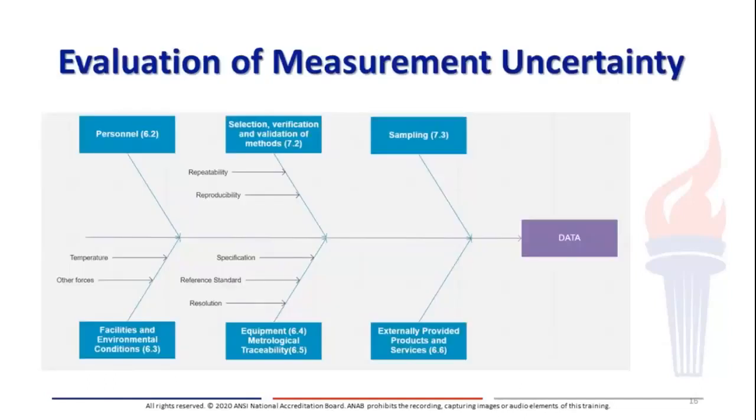Here's a little fishbone diagram of uncertainty, and how it's associated with the requirements of the standard. In all actuality, if we look at it from the standpoint of significant contributors, we can see what the standard is telling us: through personnel, the method that we use, if sampling is part of our process, environmental conditions, how traceability impacts the overall results, and the suppliers that we use to give us those services.